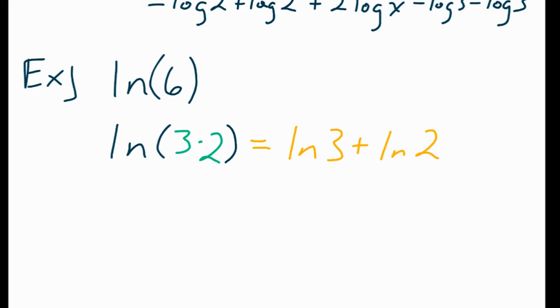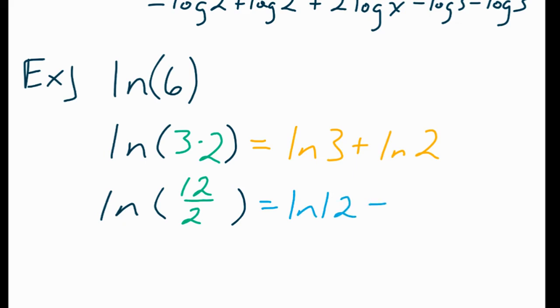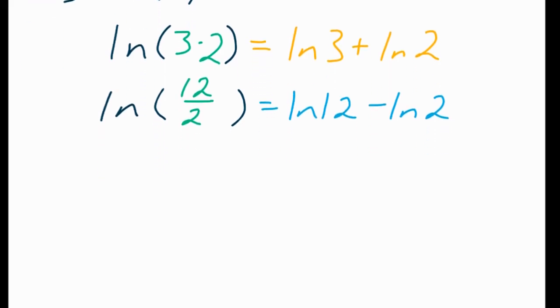But what if you don't see 3 times 2? What if instead you say, hey, I see 12 divided by 2? Well, that would still equal 6, right? Sure. And what's the rule? When you see subtraction, you make a fraction. So now whatever is in the numerator is going to be the positive part, but it's really the denominator that gets the subtraction sign. So now I have the natural log of 12 minus the natural log of 2.